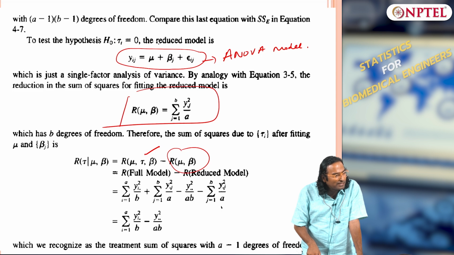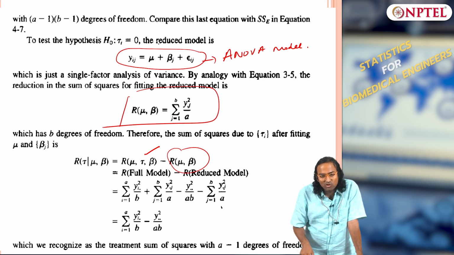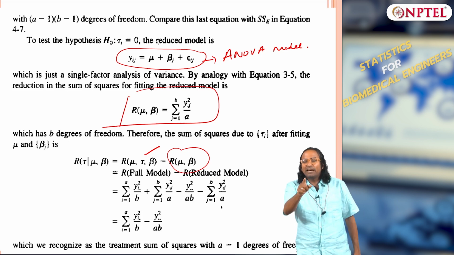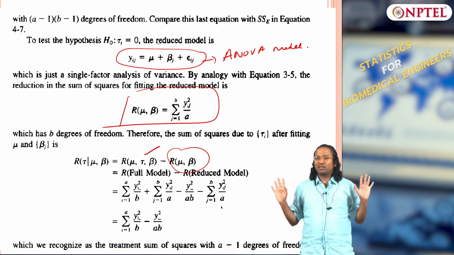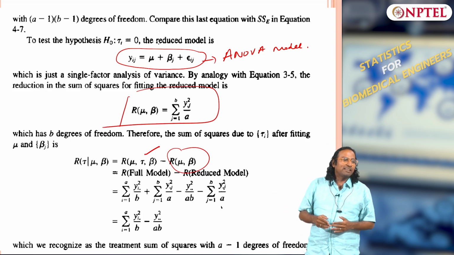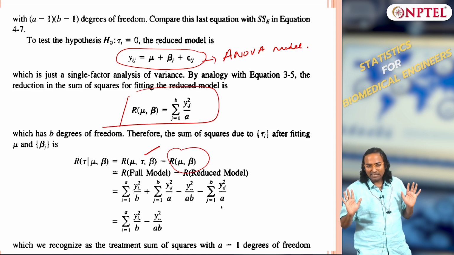R(mu, beta, tau) is the model if my alternate hypothesis is true, and R(mu, beta) is the model if my null hypothesis is true. Now if I subtract both, then I can know the variability explained by treatment alone. That is what it is. And then I want to see whether it is significant against sum squared error or not. That is the idea.